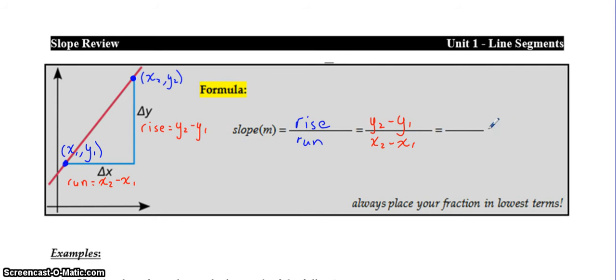The third way of writing the slope is to use this symbol here. That is called delta, and it looks like a triangle, but it's actually a Greek letter called delta, and it means the difference. And difference means to subtract. So basically subtract your y values to get your rise, and subtract your x values to get your run.